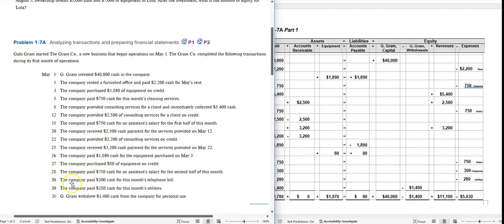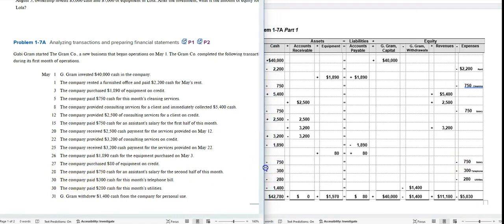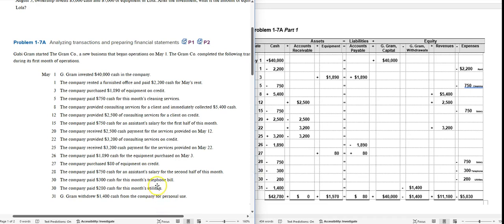On the 30th, the company paid $300 cash for this month's telephone bill. We're going to look at this one at the same time we do the next one because they're both very similar. In the next one, the company paid $280 cash for the month's utilities. Telephone and utilities, both of these are expenses to the company.